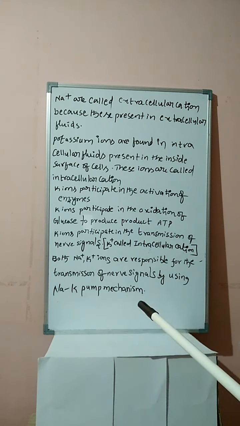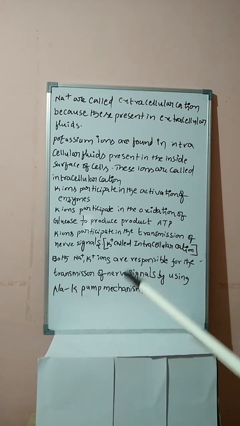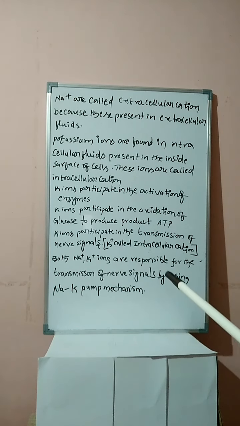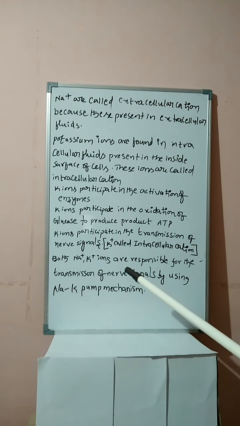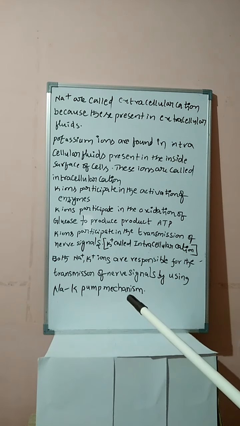Potassium ions participate in the transmission of nerve signals. Just now we discussed transferring information from one part of an organ to another part of an organ. That is known as transmission of nerve signal. If you see any snake, immediately you will run because at that time your brain will give a signal to your legs, run fast, otherwise the snake will bite. Potassium ions participate in the transmission of nerve signal from one nerve to another nerve. And this potassium ion is called intracellular cation.